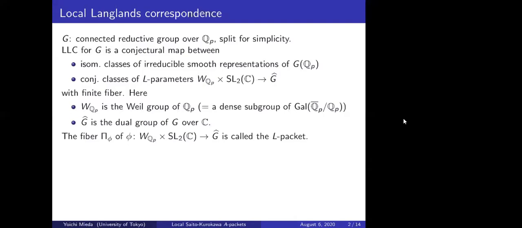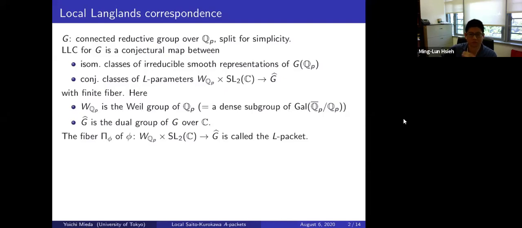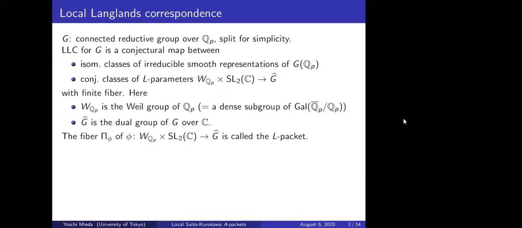So let G be a connected reductive group over Q_p, and I will assume that it is split over Q_p for simplicity. Then the local Langlands correspondence for G is a conjectural map from the set of isomorphism classes of irreducible smooth representations of G(Q_p) to the set of conjugacy classes of L-parameters, which are homomorphisms from this group to G hat with finite fiber.